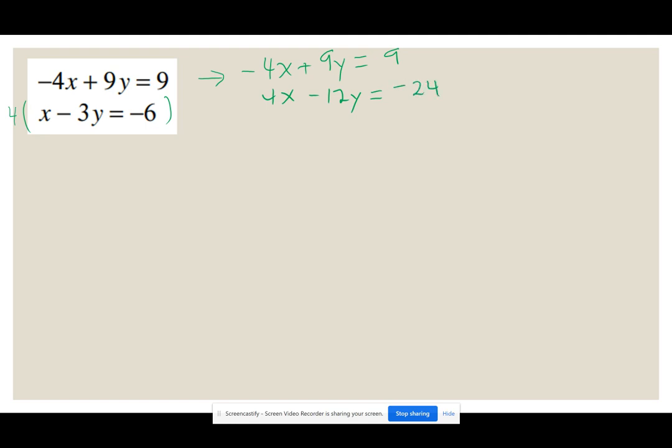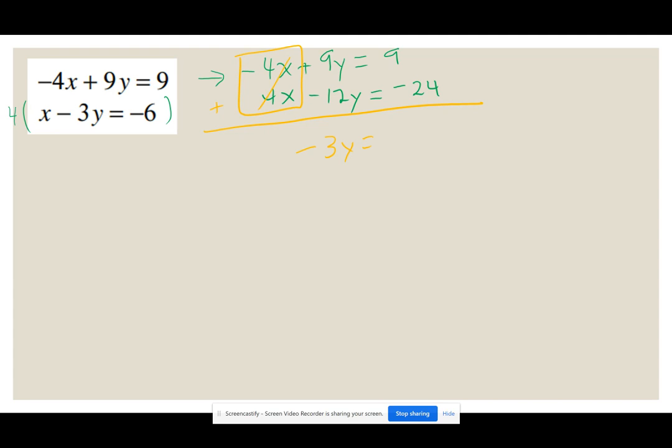And looking at our new equations, we should have zero pairs. We do. Our zero pairs are right here in the front, and they are different signs, so we're going to add them together. Remember, same sign subtract, different signs add. So these cancel out. 9y plus negative 12y. Well, if I have 9 and I spend 12, I overspent, so it's going to be negative. And I overspent by $3.